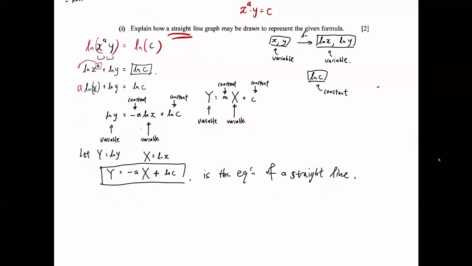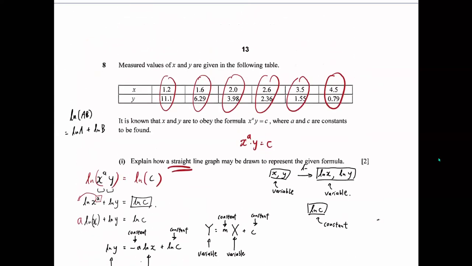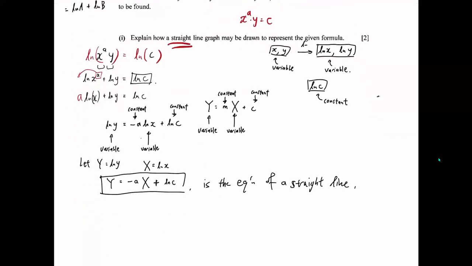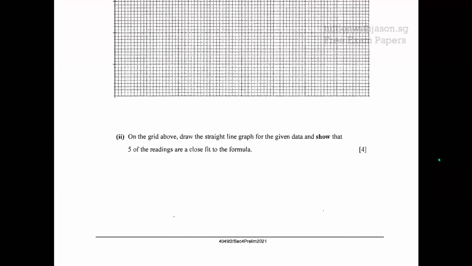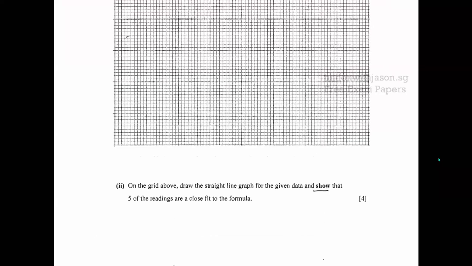You just have to draw a table of ln x and ln y values. Previously they gave you X and Y. Now you have to upgrade into a table of ln x and ln y values. You really need to throw it into the calculator and type it in. So let's see part 2. On the grid above, draw the straight line graph for the given data and show that 5 of the readings are a close fit to the formula.